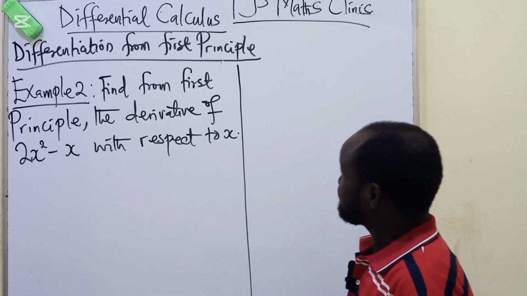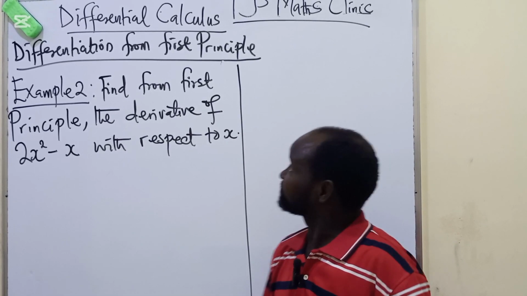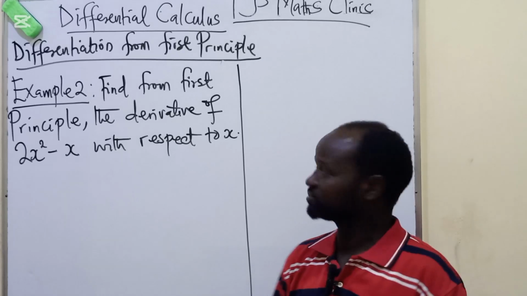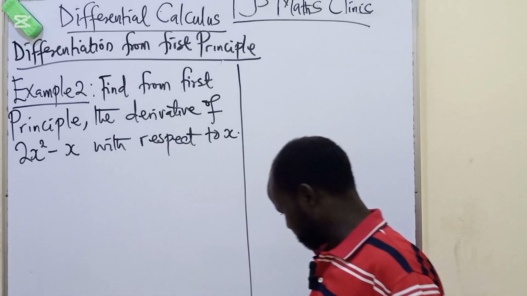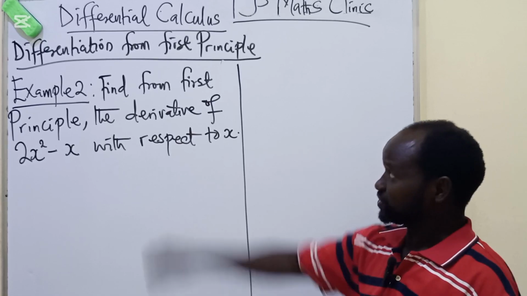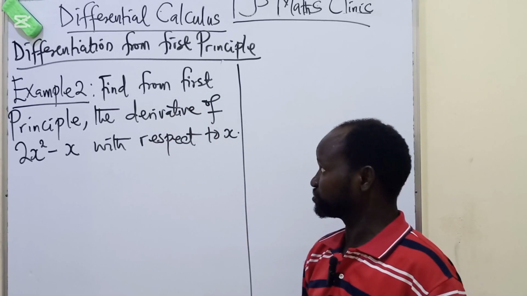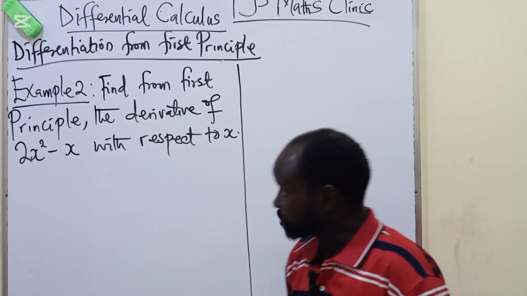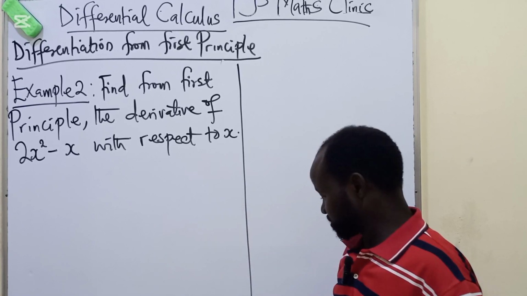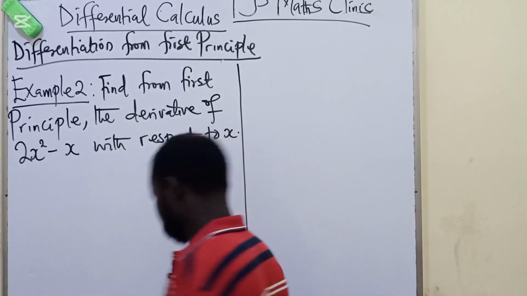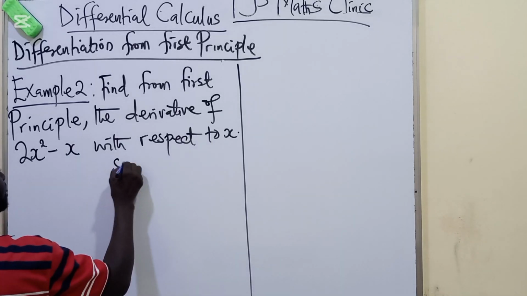Still on differential calculus, we are looking at differentiation from first principle. With us here is example 2. The question reads: find from first principle the derivative of 2x squared minus x with respect to x. Let's write down the solution.